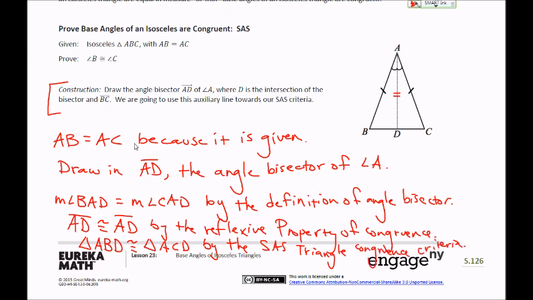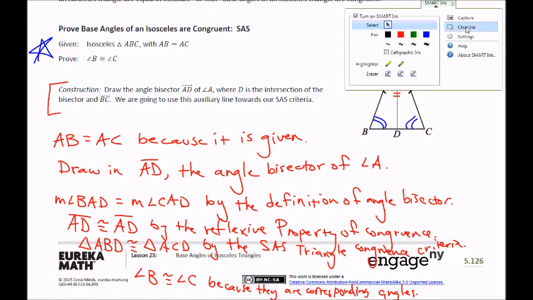And now that these two triangles are congruent, I know that angle B must be congruent to angle C because they're corresponding angles. And that is the whole proof. Now, before I forget, please put a standard star next to this proof, as one of our standards is to prove that in an isosceles triangle, the base angles must be congruent.